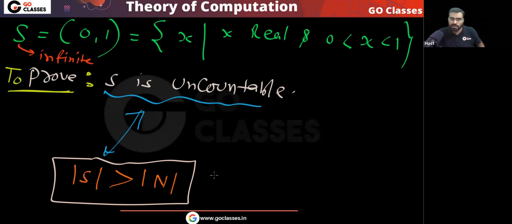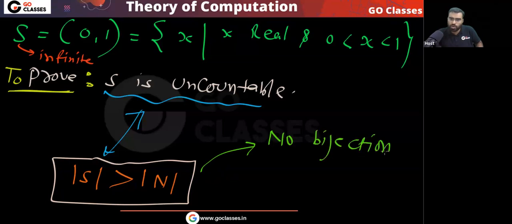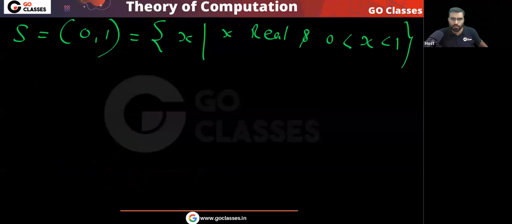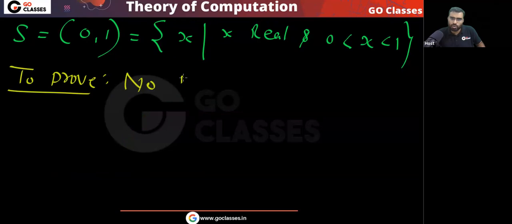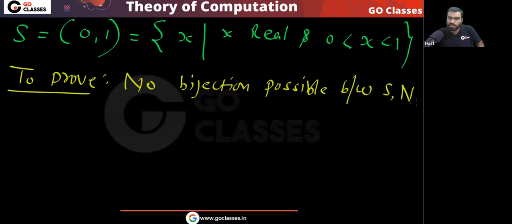Okay, and when this will happen, this means there is no bijection between S and N, right? Correct? So we need to prove, what we need to prove? We need to prove no bijection between S and N. No bijection possible between S and N. This is what we need to prove.